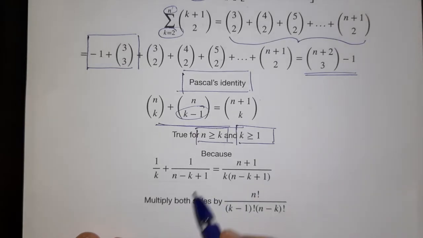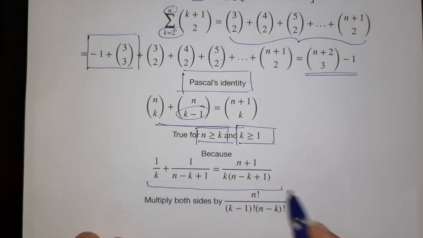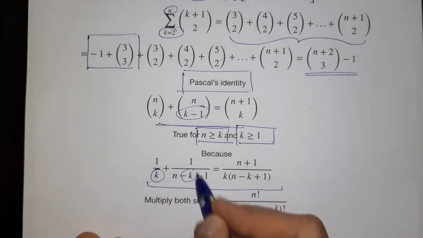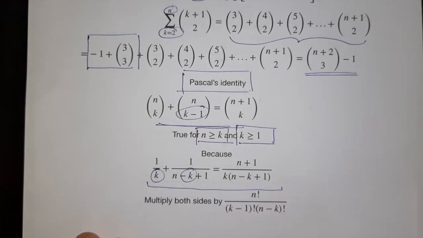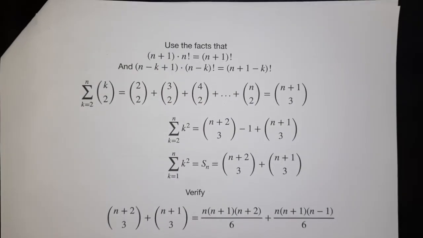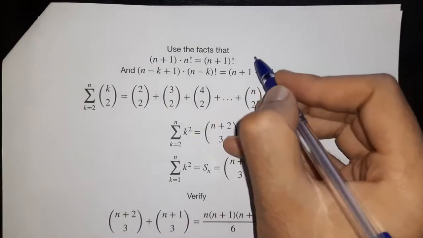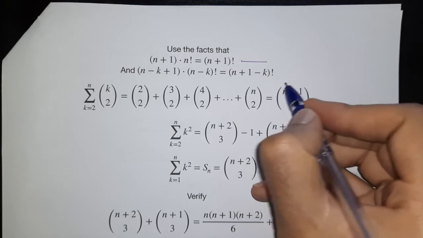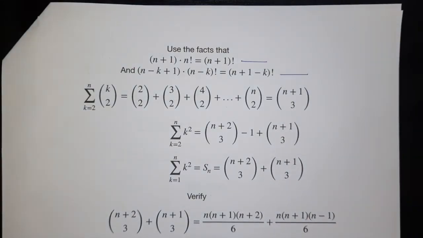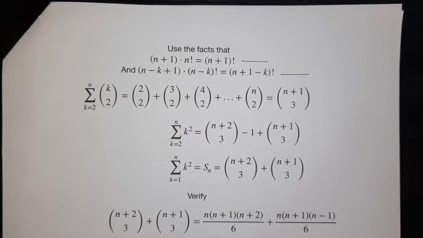To prove the identity, we observe that 1 upon k plus 1 upon n minus k plus 1 equals n plus 1 upon k into n minus k plus 1. The k cancels out with the negative k after creating common denominators. Then just multiply both sides by the quantity n factorial upon k minus 1 factorial into n minus k factorial. And take note of the fact that n plus 1 into n factorial equals n plus 1 factorial and n minus k plus 1 into n minus k factorial equals n plus 1 minus k factorial. After the dust settles, what we are left with is Pascal's identity.